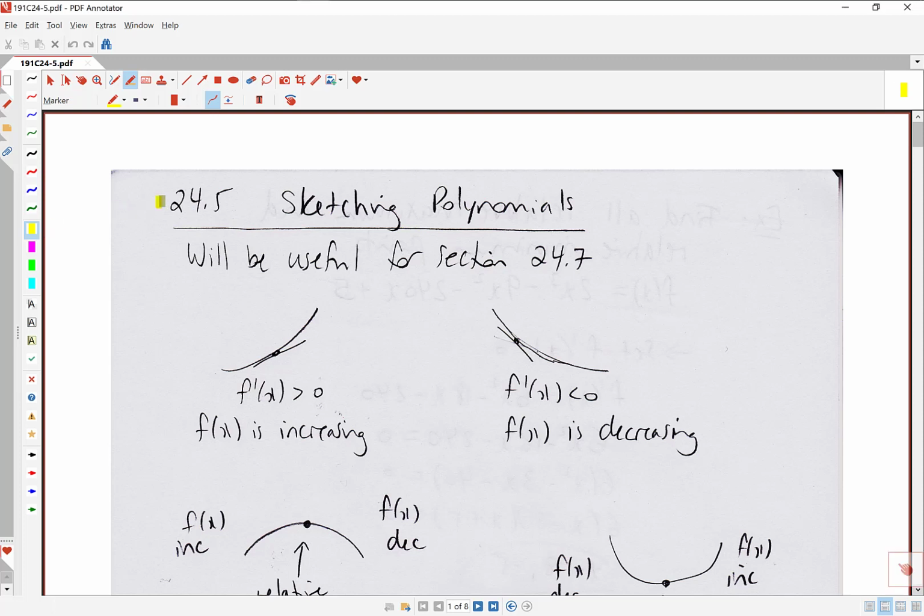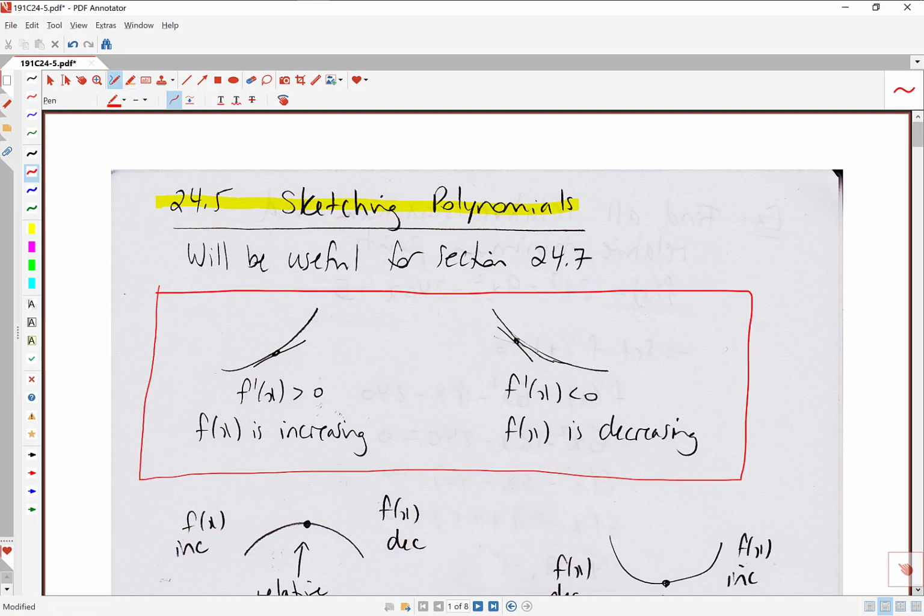In this video, we're going to discuss sketching polynomials, and let's start with a couple of definitions. So here's our first definition here. If we look at the picture on the left, we've got a function that is increasing. We say f of x is increasing if the derivative is a positive number.